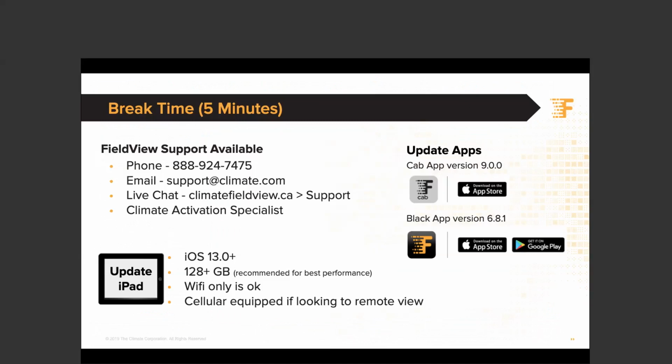A number of things just on this page to highlight. Sometimes we get questions about what type of iPad we need, what works. It's always our recommendation that they be cellular equipped, as we tend to see users grow into FieldView and want to start using remote view as an example, and so may buy a cell plan down the road. But Wi-Fi only does work, as we use a Bluetooth connection between the drive and the iPad. We do need iOS 13 or greater, and generally recommend 128 gigabytes or more for best performance. A recent cab app version did just come out, 9.0.0. So please make sure that you're up to date on those versions, and support is available. We're very eager to make sure our users are confident and that this is working well, so please feel free to use those resources as well.